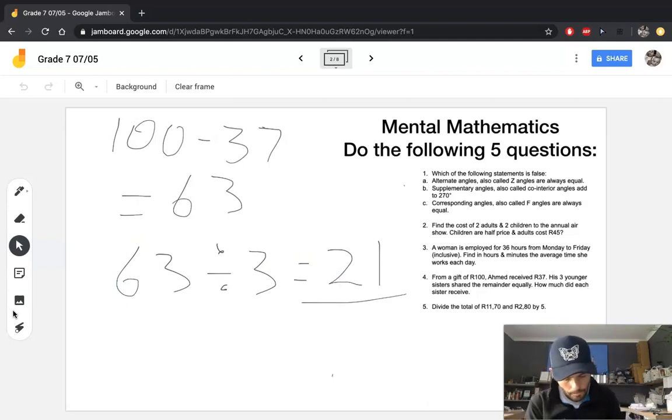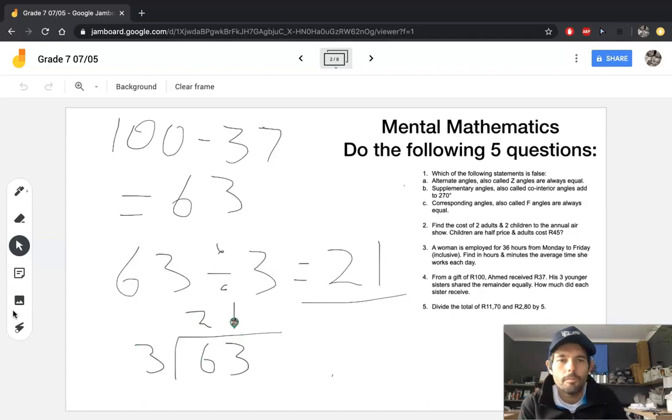And again, if you needed to work that out, you could have done it like this. 3 goes into 6 twice and into 3 once. You could have broken up the 63 to 60 divided by 3 is 20, and 3 divided by 3 is 1. Put them together, it gives you 21. Okay, so the same answer.